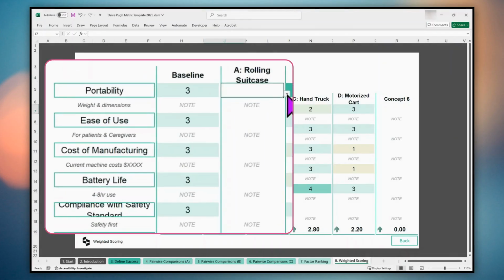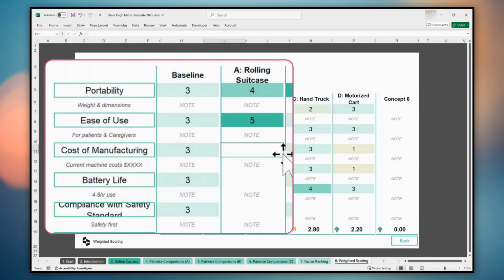In terms of portability, the rolling suitcase is indeed portable. It is significantly easier to transport than a backpack, however, it is not as effortless. Therefore, we assign a score of 4 to the rolling suitcase for portability. In terms of ease of use, we believe it outperforms our current baseline device. The ability to move it from room to room, as opposed to being confined to one location, is a significant advantage. As for the cost of manufacturing, we estimate it to be similar to our current standard.